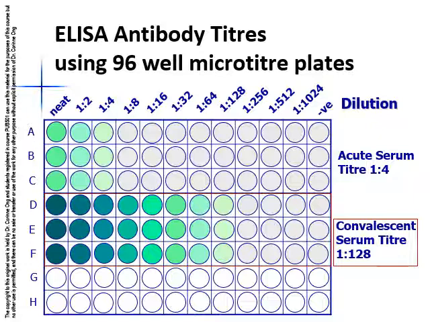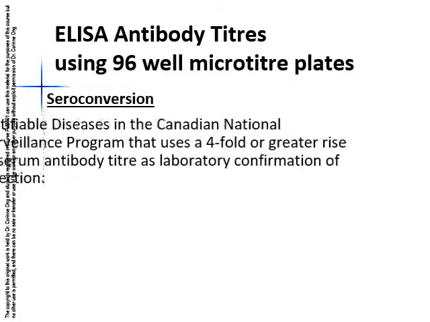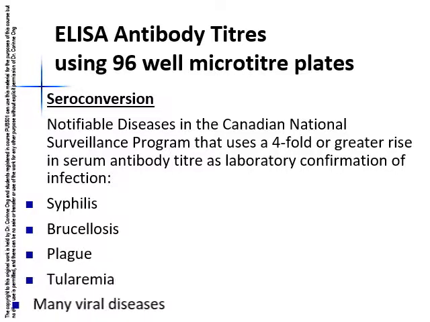This means that for the case, the antibody levels increased by 32 times during their recovery period, indicating that they've mounted a good immune response to the pathogen and that these results are positive confirmation of their exposure. There are several notifiable diseases in the National Surveillance Program that use increased serum antibody titers for lab confirmation. The criterion is a 4-fold or greater increase in antibody titers, so for the example in the last slide, the case will be considered to be a lab-confirmed positive case.